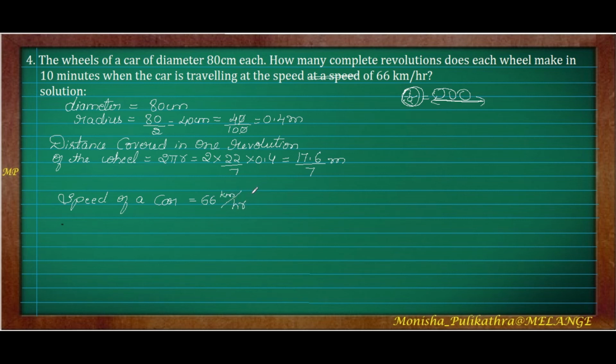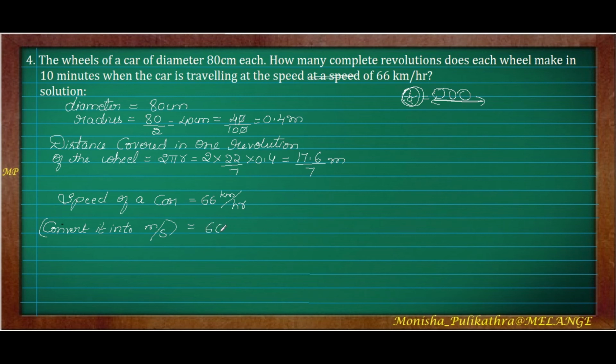One thing you have to notice: if you are taking meters, then each and every numerical you have to convert into meters itself. If you are taking centimeters, then all the numericals that come in the problem you have to convert into centimeters. Since it is kilometer per hour, we have to convert this into meter per second.